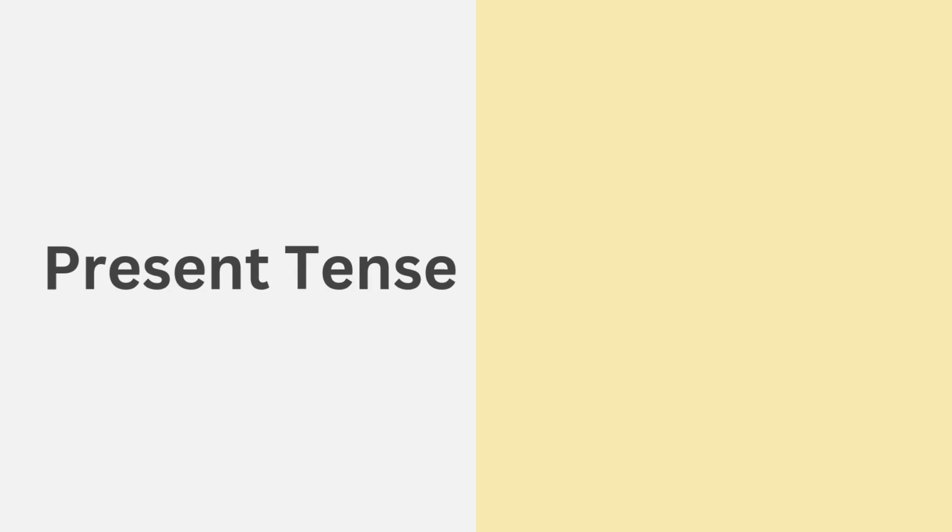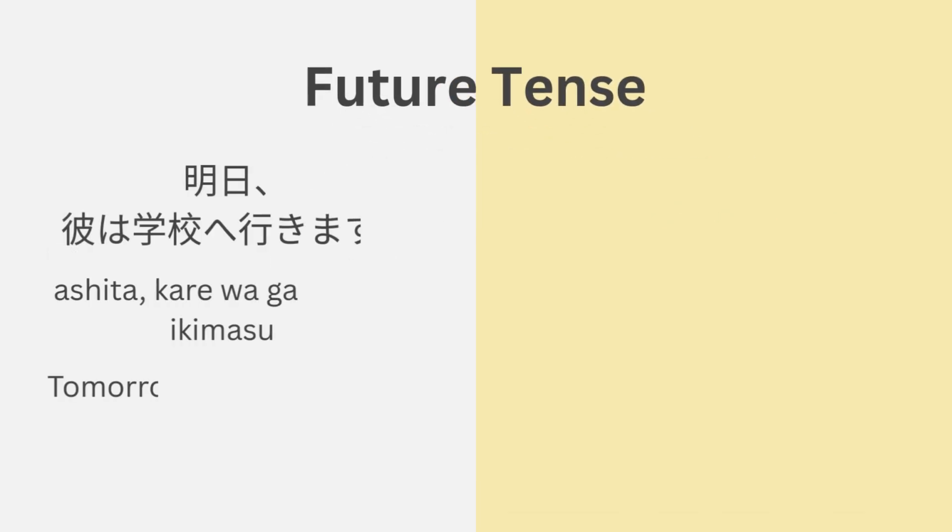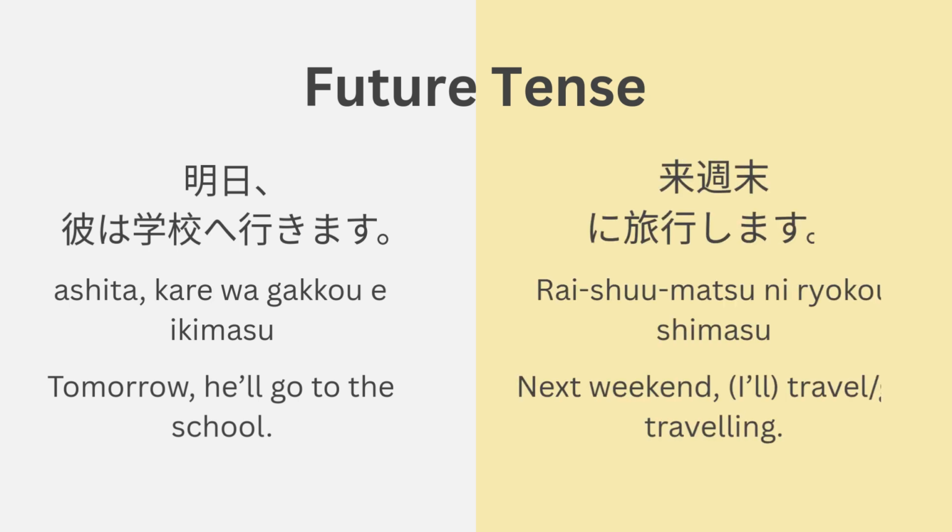Present tense is used to express the future tense in Japanese. For an example, 明日彼は学校へ行きます。Tomorrow he'll go to the school. 来週末に旅行します。Next weekend I'll travel, or I'll go traveling.